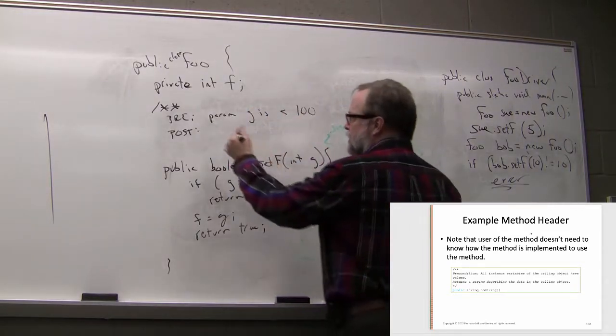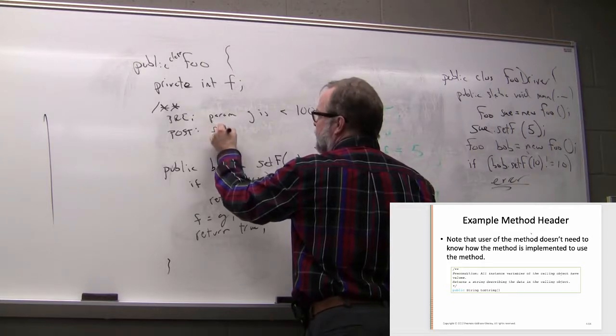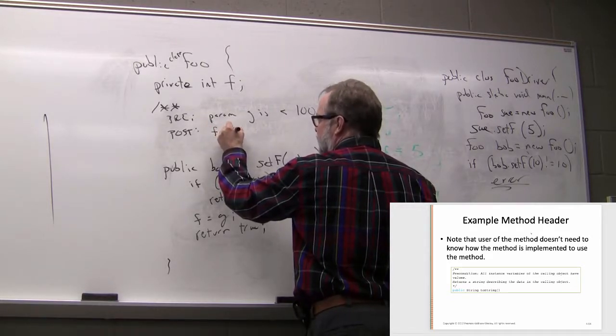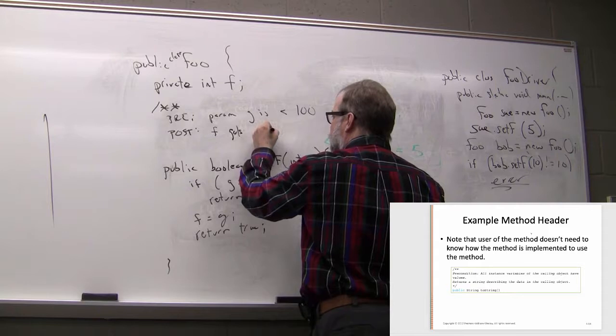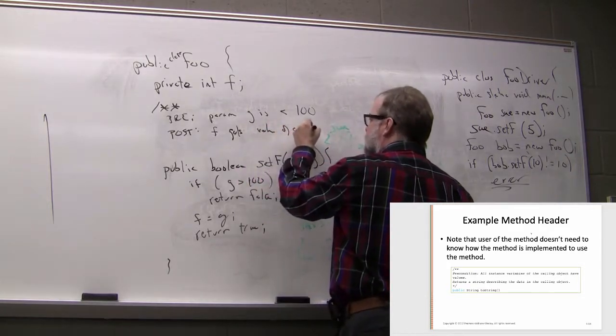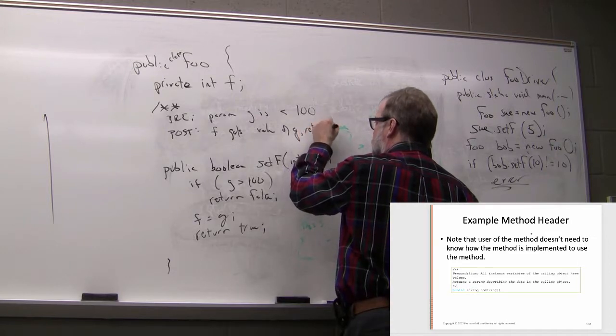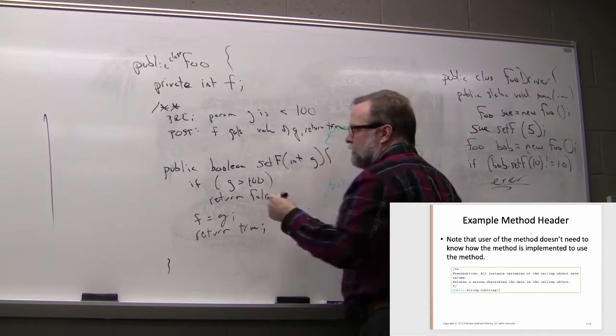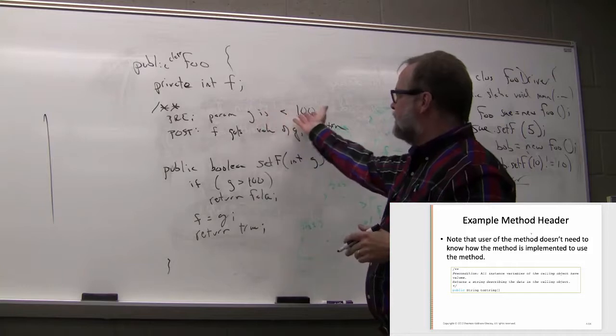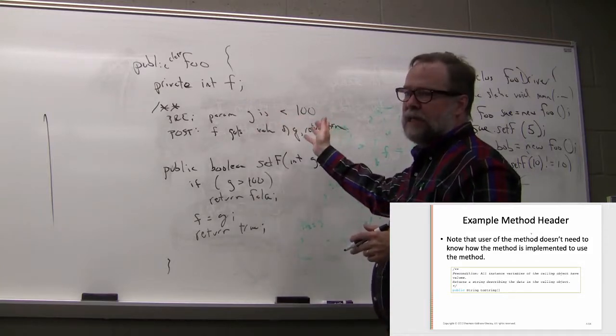And the postcondition would be that F gets the value of G and then returns true. Something like that. So this says the precondition assumes that, and the postcondition tells you what's going to happen.